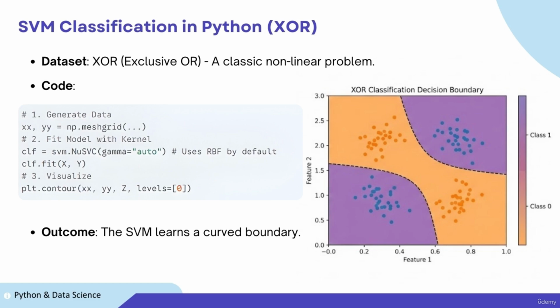Let's see this in action with the famous XOR problem in Python. The data is mixed in a checkerboard pattern, impossible for a linear model. We use Scikit-learn's SVC class. Notice we don't need to manually calculate speed squared. The kernel handles all that complexity in the background. The result on the right shows the model successfully learning the 4 distinct zones, drawing a curved boundary that perfectly separates the classes.